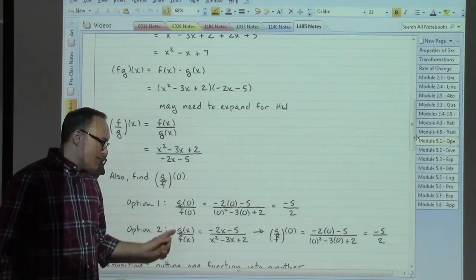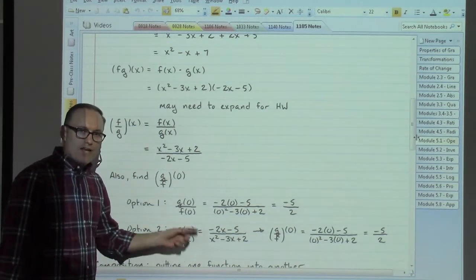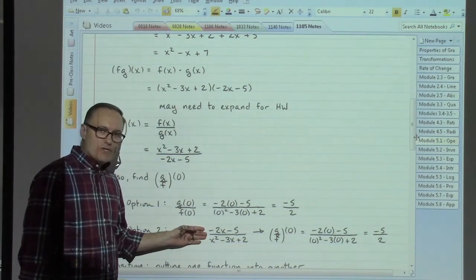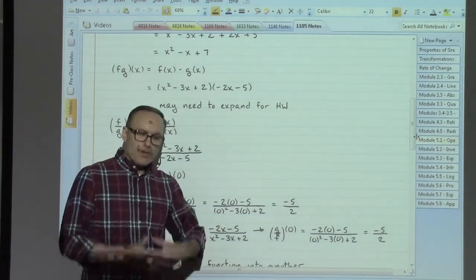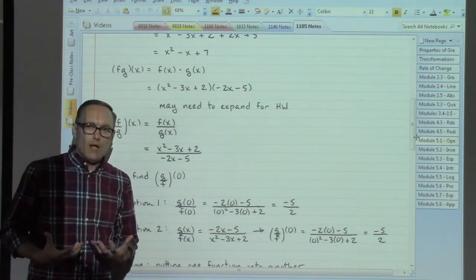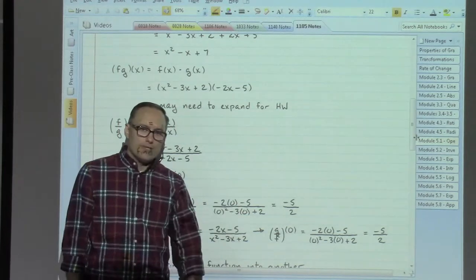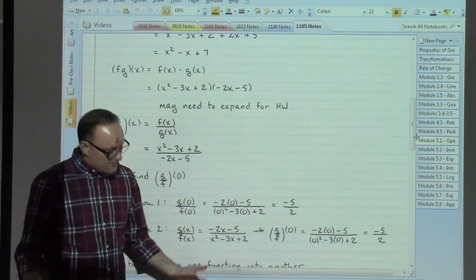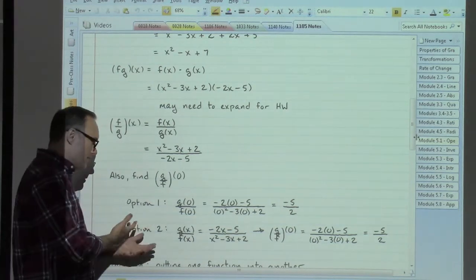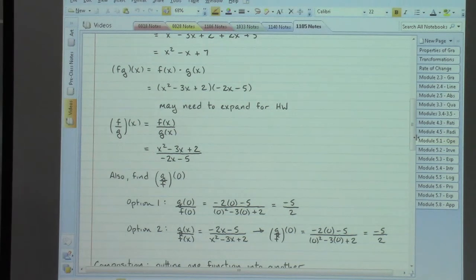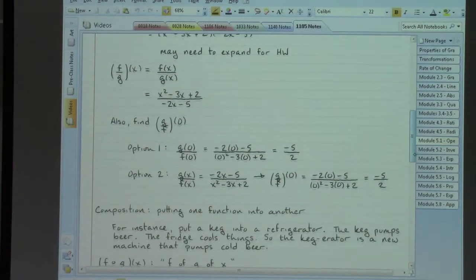Or, as a second option, we could just build the generic function g of x over f of x. And once we have that generic function, we can plug in the 0 and run through all the calculation work. And once again, that really basically means we have to accomplish the same things. We have to simplify the numerator, we've got to simplify the denominator, and we're still coming up with exactly that same answer, -5/2. So whichever way you might like better, you do have that option for when you are plugging in a specific value, evaluating your functions. But as it turns out, that's not the end of what we can do.